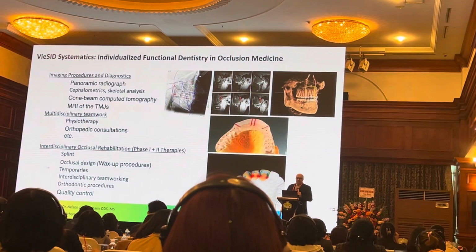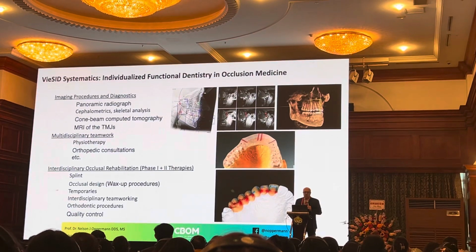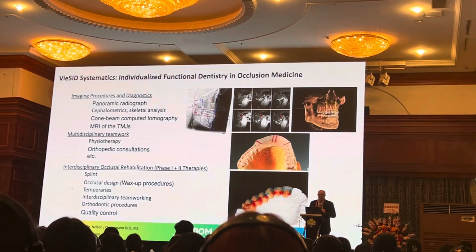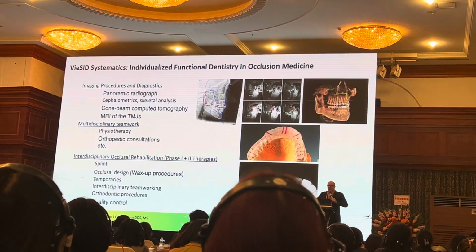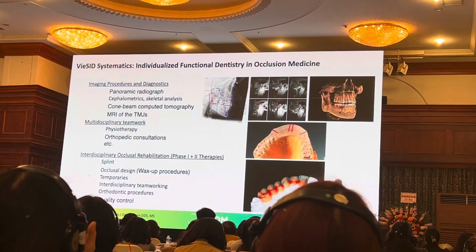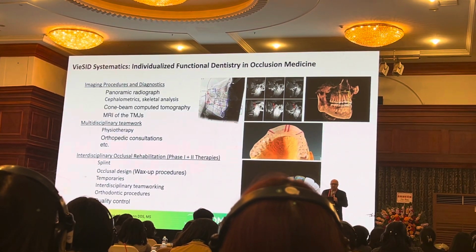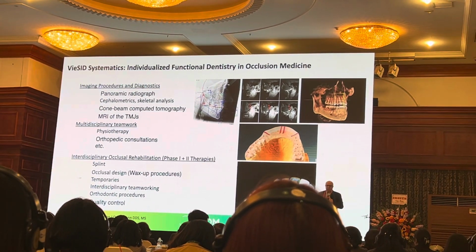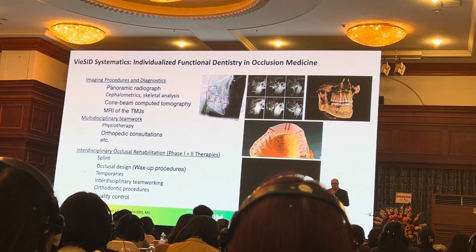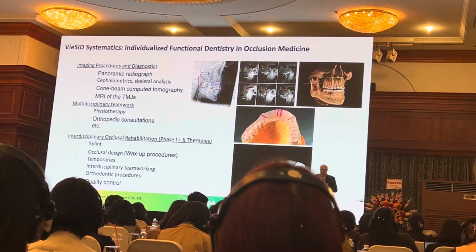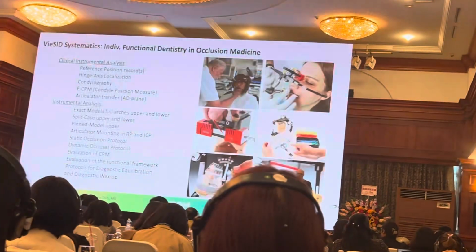Cephalometric analysis, panoramic, and so on. From multidisciplinary teamwork, it's good to have a physiotherapist close to you, orthopedic consultations, an osteopath, and many other things, okay? And from an interdisciplinary approach in dentistry, we can use splint therapy, we can use the help of a periodontist, we can use the help of a prosthodontist to have a very high quality final control of our treatment.